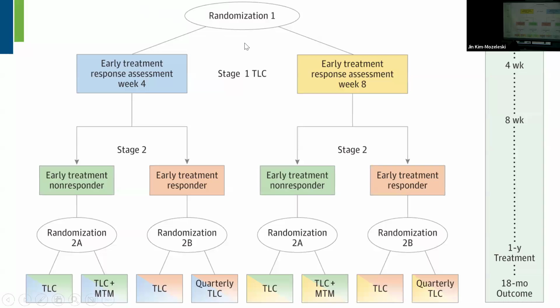So this is their flow chart. It's vertical instead of horizontal compared to all the other ones. And one thing I also thought was interesting, so they were initially randomized to either 4 weeks of TLC or 8 weeks of TLC, but then they never really addressed that time difference very closely in the paper. They mostly just respond to early treatment non-responders and early treatment responders. So people who respond, they were either randomized to quarterly TLC or to continue the regular TLC. People who didn't respond were randomized to continue the TLC or do the TLC plus the medication therapy.